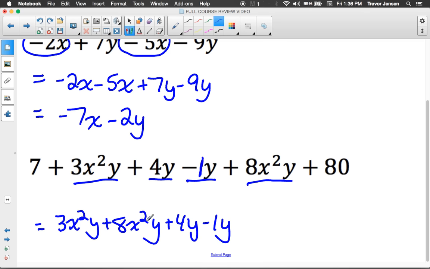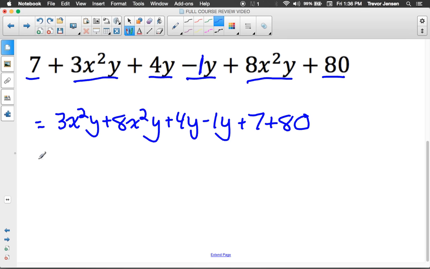Remember, the coefficient is 1 if you don't see it. And I also have two constant terms. Constant term means a term without a variable. Those are like terms. I have a positive 7 and a positive 80. Write those beside each other. Now collect your like terms. So 3x squared y plus 8x squared y, just add the coefficients only, 11 x squared y.